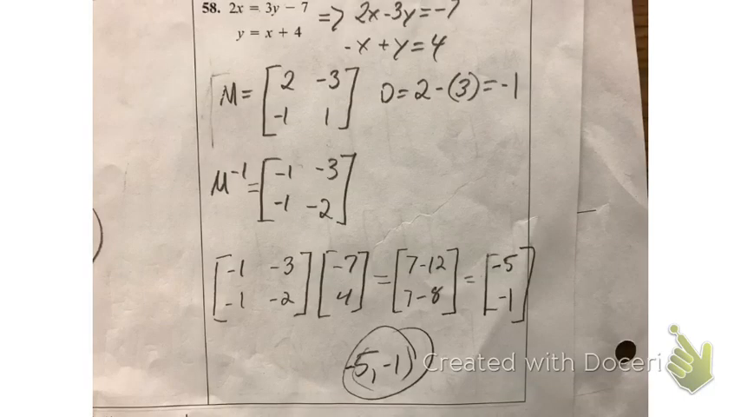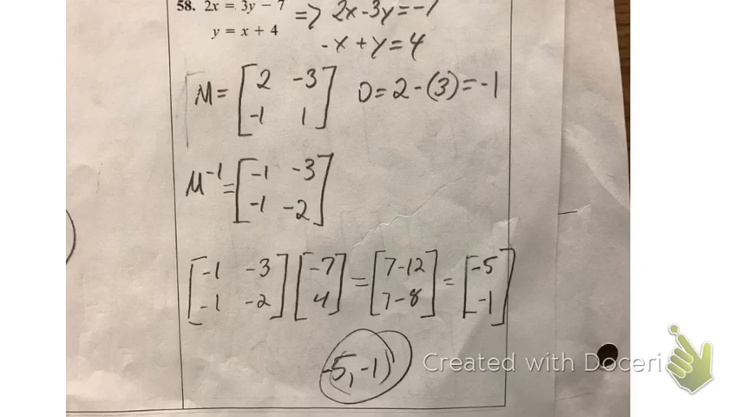Yes? In 58, on the answer key, it said that when you make the inverse, the 3 becomes negative, but it's already negative. So it is already negative. Yes, I agree. So let me take a picture real quick. I agree with your logic. I disagree with your conclusion.